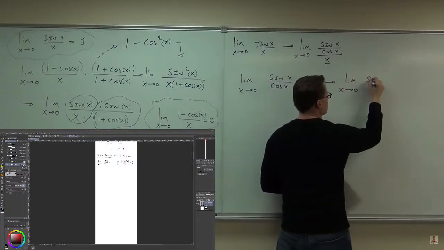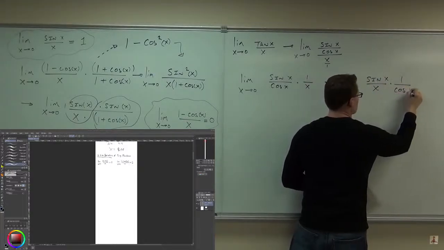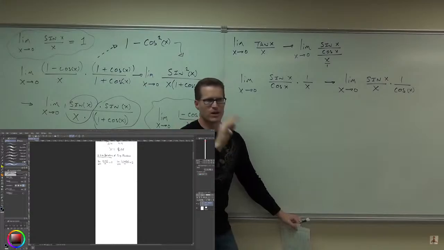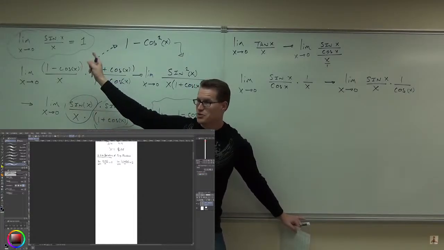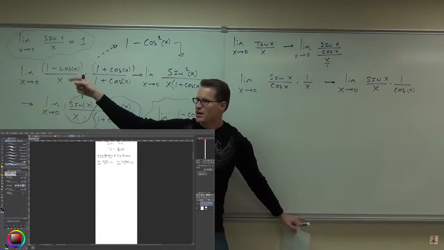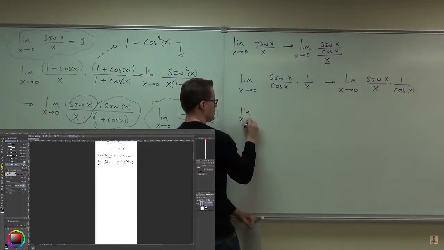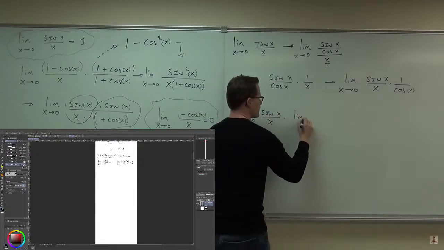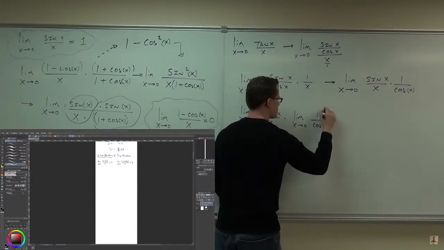The limit as x approaches 0 of sine x over x times 1 over cosine x. I've just switched those two things, and that's fine. You can do that because multiplication is commutative, and you can make one fraction out of that by multiplication. See anything interesting? Have you seen that we're trying to get this thing all the time? Because we know what that is. Do you see the sine x over x? We can still split up the limits. So this would be the limit as x approaches 0 of sine x over x times the limit as x approaches 0 of 1 over cosine x.